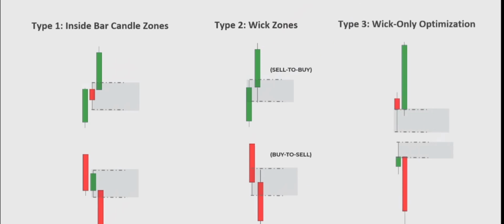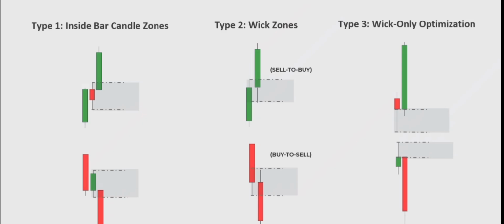Type 3: wick-only optimization. This one's for traders who want maximum precision. Sometimes a pivot zone is just too large. The full candle might give you a massive zone that's hard to manage. Here's the fix. Just use the wick. That long wick often is the real footprint, the actual reaction zone from the lower time frame. By focusing only on the wick, instead of the whole candle, you're narrowing down your entry zone without losing accuracy.